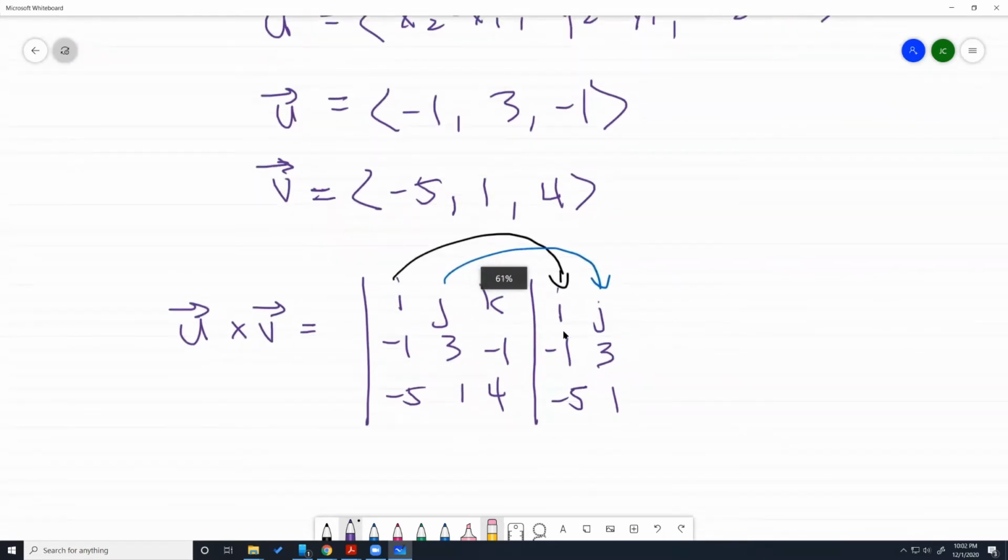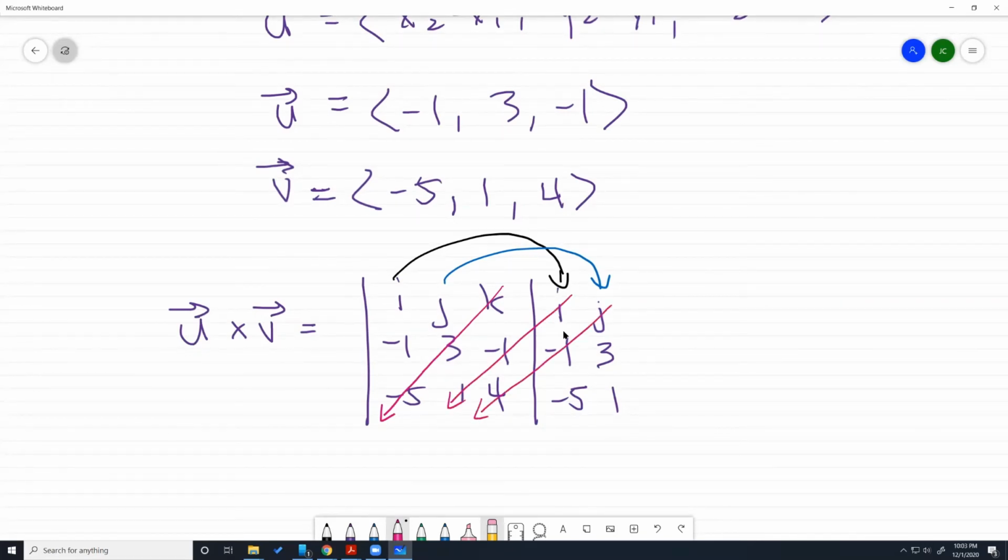So you're going to draw a diagonal starting from the top right. It must touch 3 of the terms here. Make sure it touches 3, top right to bottom left. Let's go ahead and multiply the 3 that it touches. And you're going to do the same thing for the other side, but you start from the opposite, top left to bottom right.